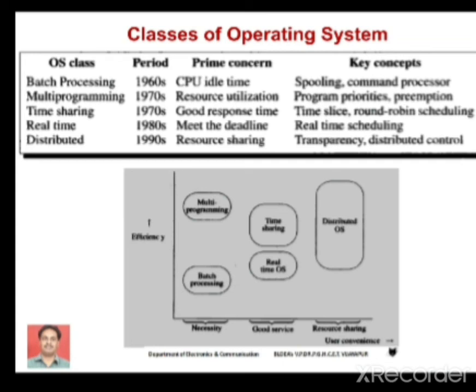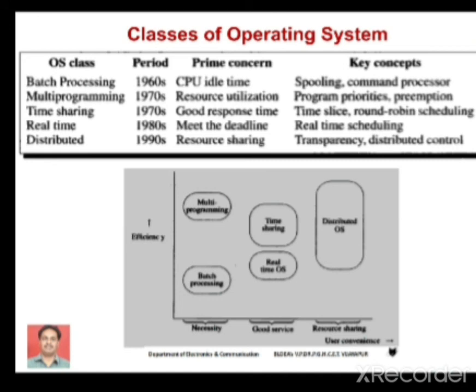And round robin scheduling means that here each program is executed in circular fashion. Suppose you have programs P1, P2, P3. Say P1 is executed for a few milliseconds, then P2 is taken for a few milliseconds, then P3, and again back to P1, P2, P3. This kind of scheduling we call round robin scheduling.